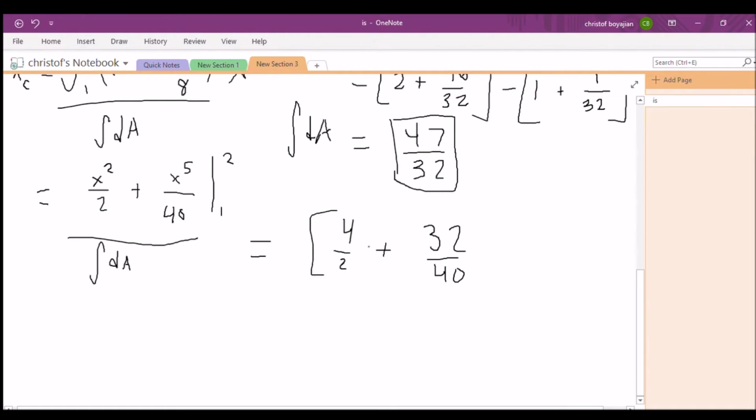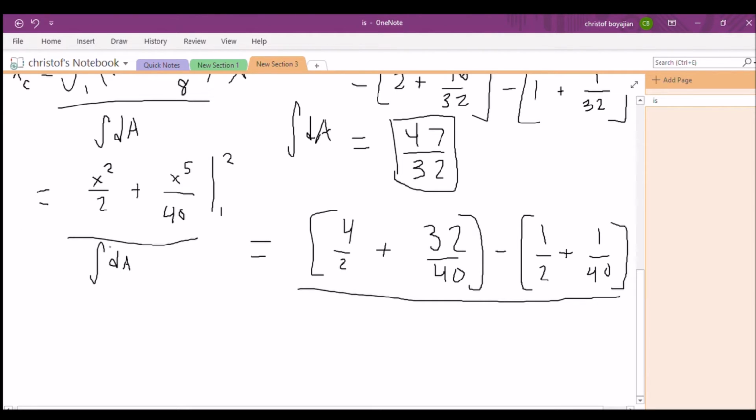Okay, now let's subtract that with our bottom bound. So 1/2 plus 1 over 40. Oh, sorry, 1 over 40, not 40. 1 over 40. All right. So this is our evaluating this expression.